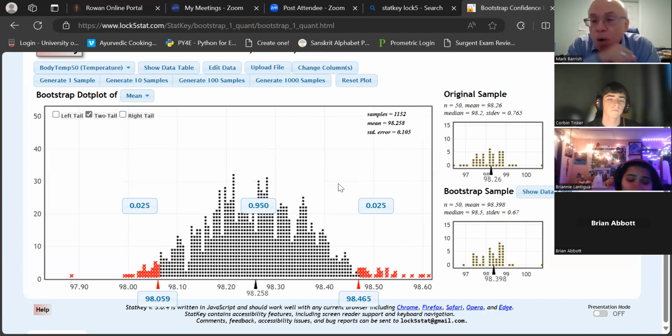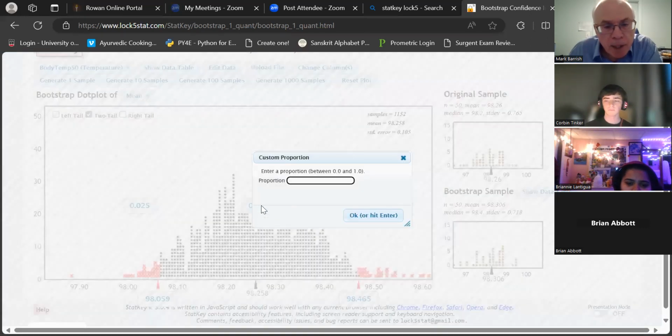Now, what if we wanted a different level of confidence? This is where StatKey really works, because we haven't learned anything more about formulas for different levels of confidence. What if we wanted 90% confidence? We want to be 90% sure. Let's see what happens. What I'm going to do is click this middle blue button here. It says 0.95. I'm going to click it, and it gives me this little formula here, and I'm going to type in 0.90 and then hit OK.